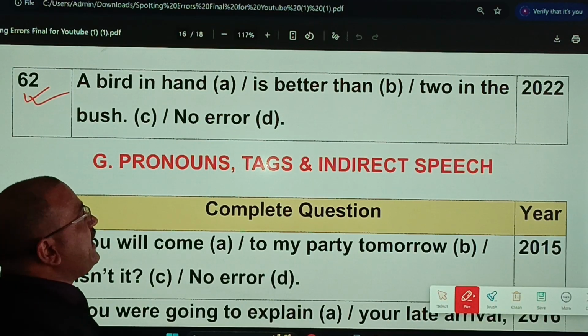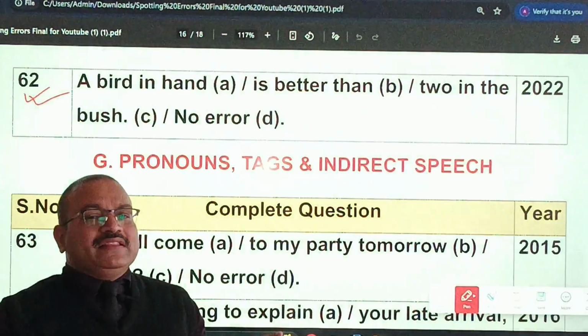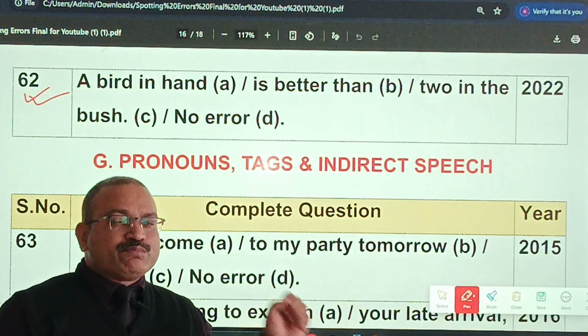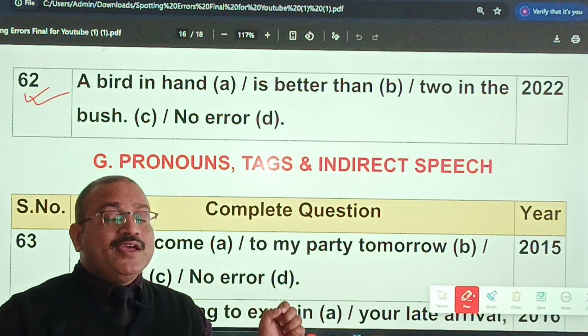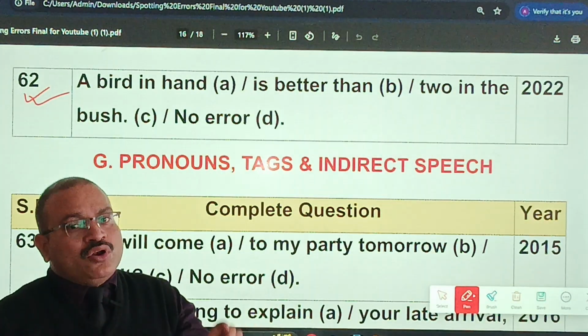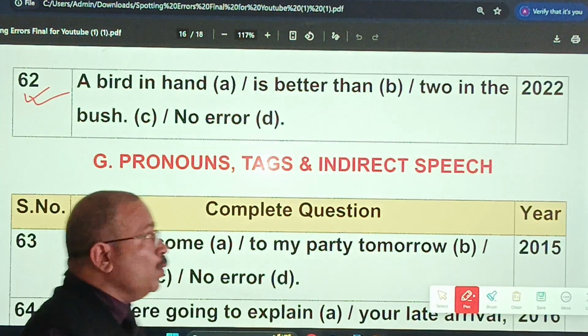A bird in hand is better than two in the bush. When any idiom is used in any sentence, while spotting error, just see whether exactly the same wordings have been used or not. You cannot change any word in the idiom. That is the rule. Let us see.